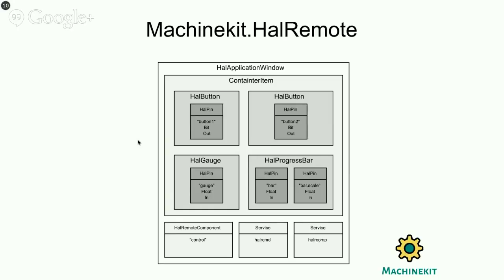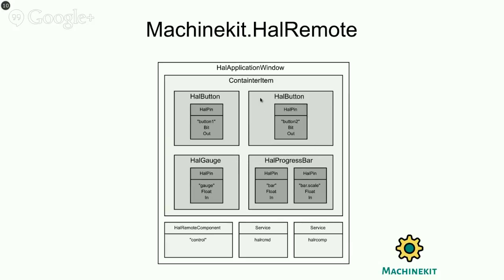The Hell remote component has a container item. This container item is searched for Hell pins. For example, a Hell button contains a Hell pin named button one with the data type bit and the direction out. This pin is represented on the Hell side using the name of the Hell remote component dot button one, for example. And all user interface components are designed in this way.